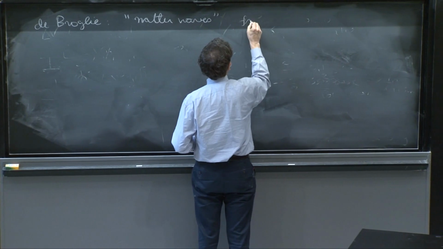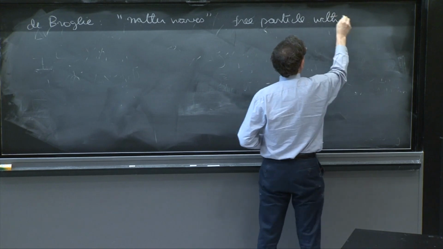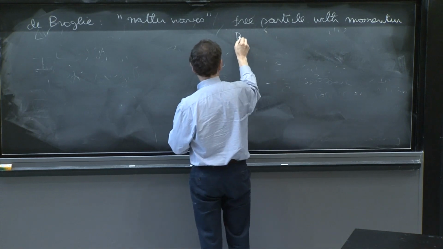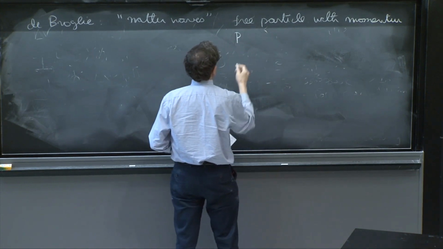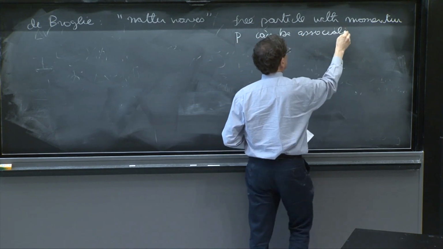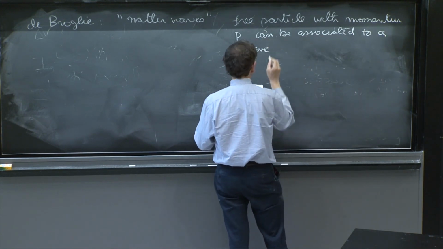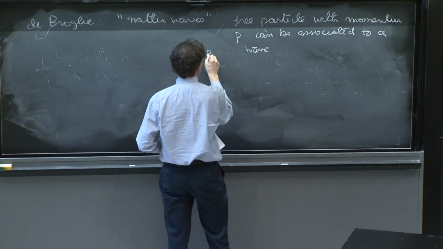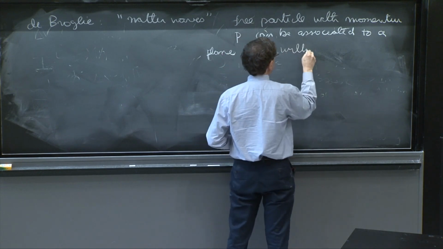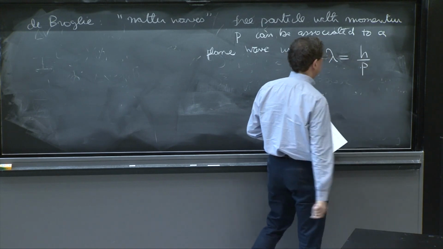So a free particle with momentum p can be associated to a wave, to a plane wave, in fact, plane wave with wavelength lambda equals Planck's constant over p.